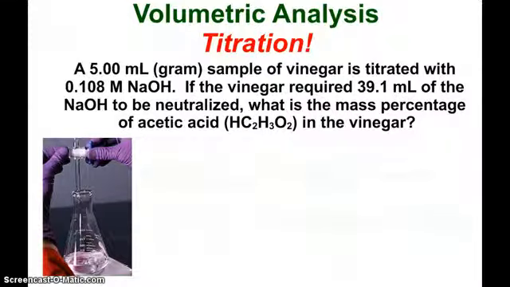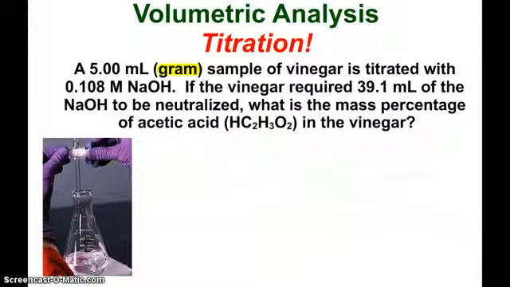So here we're going to titrate a 5 milliliter sample of vinegar, and you'll notice it says gram in parentheses, and that's because the density of vinegar is pretty much just like water. So 1 milliliter of vinegar is approximately 1 gram. So we're just going to say whatever volume of vinegar we use, that's the mass of the vinegar. So here we're titrating with a 0.108 molar solution of sodium hydroxide. In order to reach the end point of the titration, it took 39.1 milliliters of that sodium hydroxide.